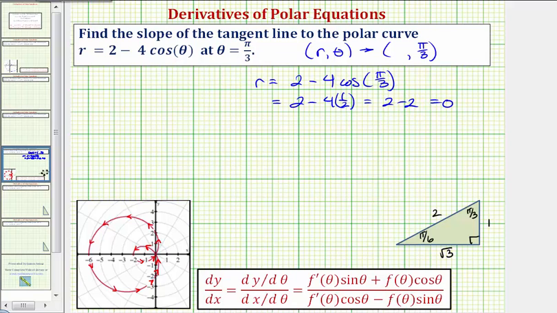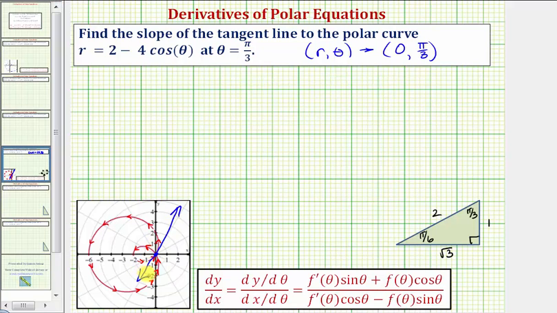So the point of tangency has coordinates (0, pi over 3), which means the point of tangency is at the pole here, and the curve is traced out in this direction here, where at theta equals 0 radians, we'd be at this point. So because the orientation is in this direction, at this point we're looking for the slope of the tangent line in this direction here, or the tangent line with a positive slope. Notice how there's also a tangent line with a negative slope at this point, but we're looking for the slope of this tangent line here.